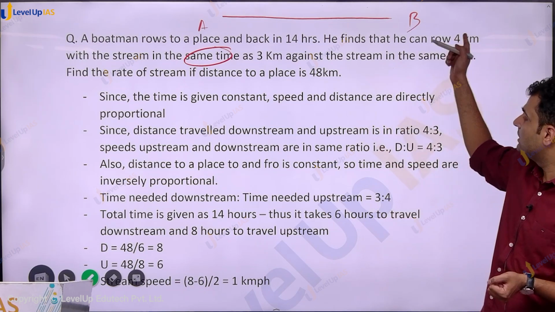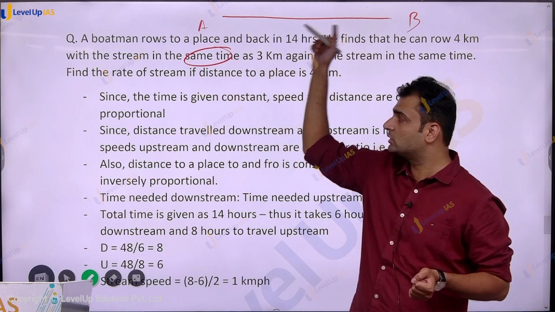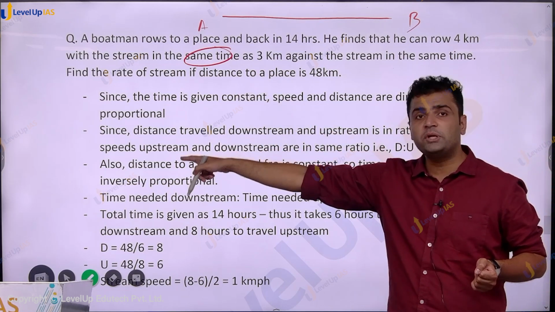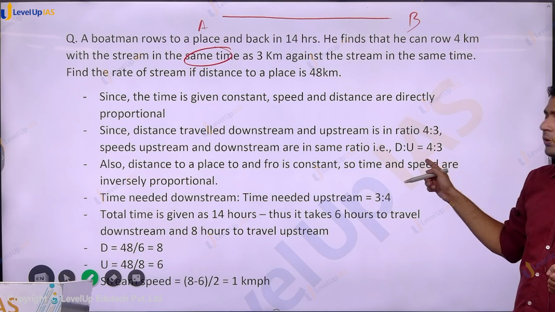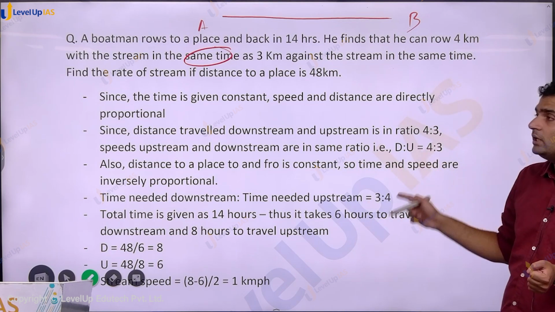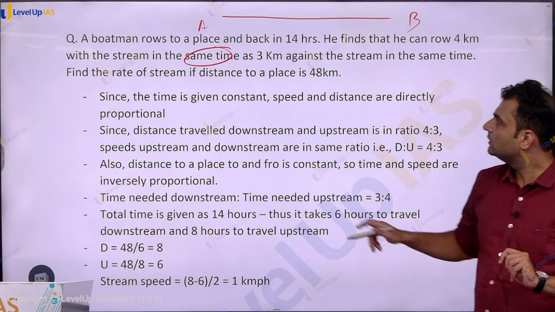And they are saying the ratio of distance is 4 kilometers and 3 kilometers. So 4 is to 3. So it will mean that the ratio of speeds downstream and upstream is also 4 is to 3. Now what are they saying?